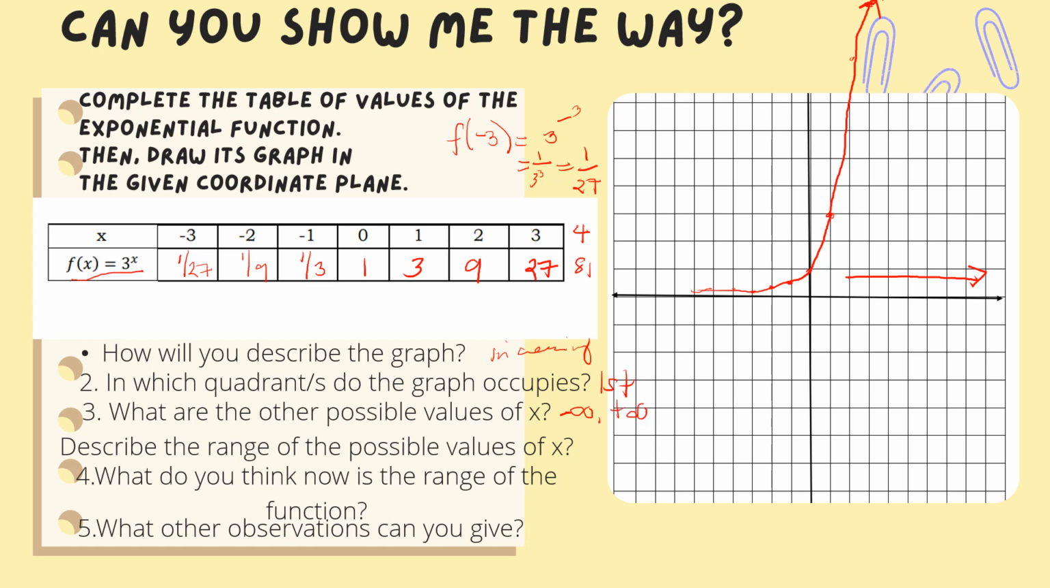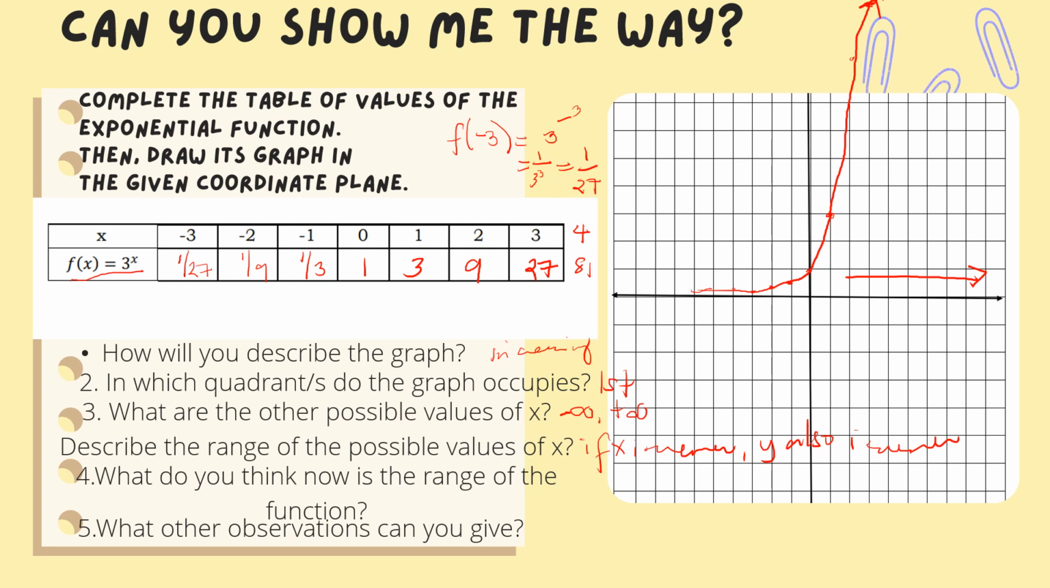Describe the range of the possible values. Taking a look at the given graph, as the value of x increases, the value of y also increases. And as the value of x decreases, the value of y also decreases. Increasing, if x increases, y also increases. Same if x decreases, y also decreases.